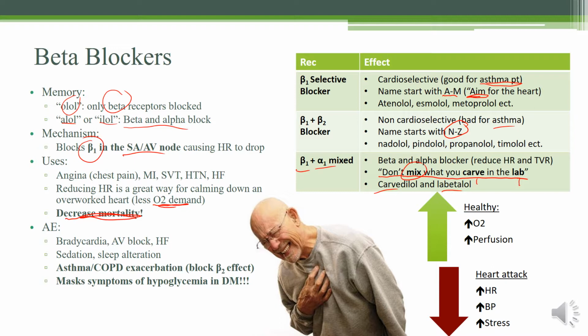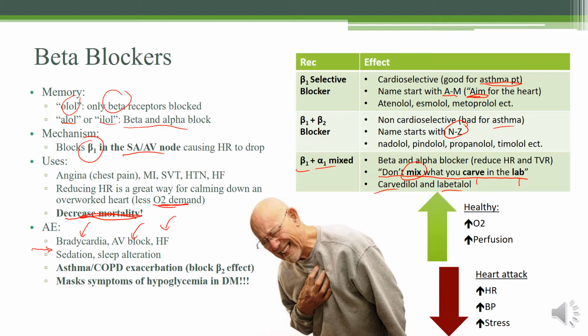The effects, of course, is going to be bradycardia, a slow heart, or an AV block, a very slow heart, or even heart failure. The heart's pretty much not working. So you got to be careful there with an overdose in case of a heart failure and AV block. Something else, of course, that you might be able to pick up on is sedation, because you're inhibiting the sympathetic nervous system, and sleep alteration.